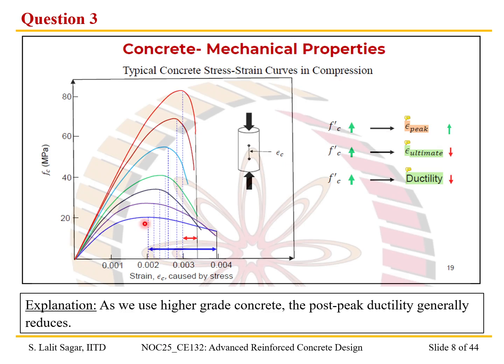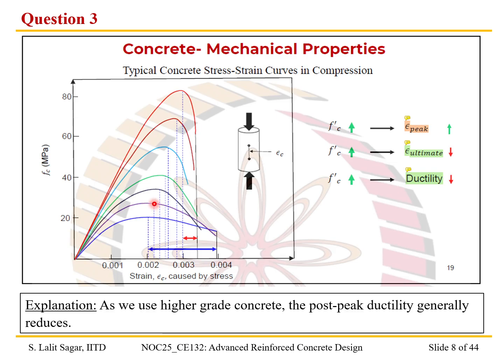With the increase in the grade of concrete, epsilon peak is increasing. That is the strain corresponding to the peak stress, right? So we can see that by looking at the dotted lines. Let us say that this particular concrete is having an f'c of 18 and this is having f'c of 25 and so on.